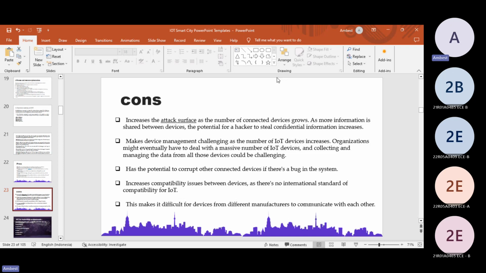The bad thing is that it is quite difficult for devices from different manufacturers to communicate with each other, so the devices are not from the same thing. Then it is quite difficult. So it has to have similar qualities to make the manufacturers work often with the same network itself. Those are the pros and the cons.